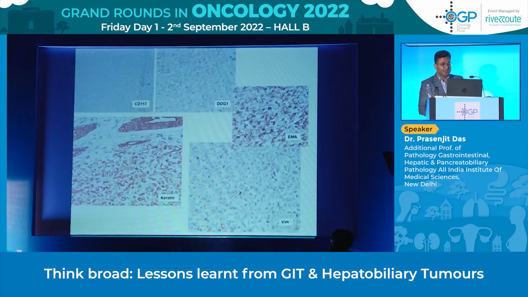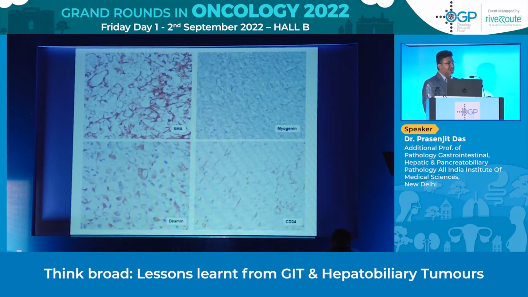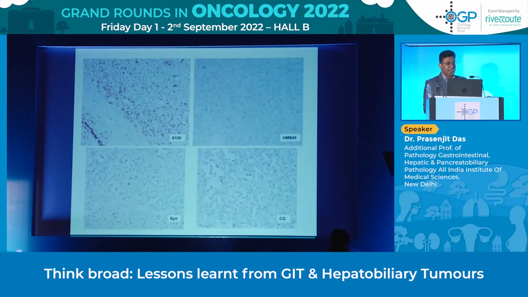However, CD117 and DOG1 stains were negative, and both keratin and EMA stains were positive, and also the cells were patchily positive for vimentin. So we thought that the tumor has some epithelial differentiation. SMA was negative, myogenin very focally positive, desmin was positive on those rhabdoid cells, CD34 was negative. S100 was negative, HMB45 negative; clear cell-like soft tissue tumor of the GI tract was ruled out.